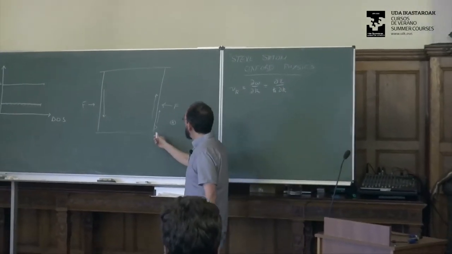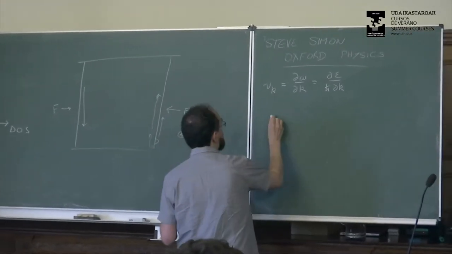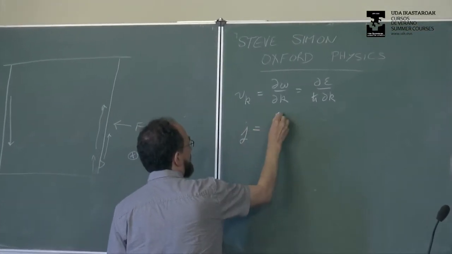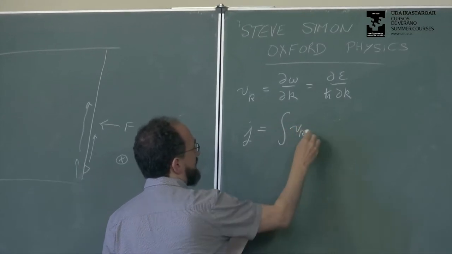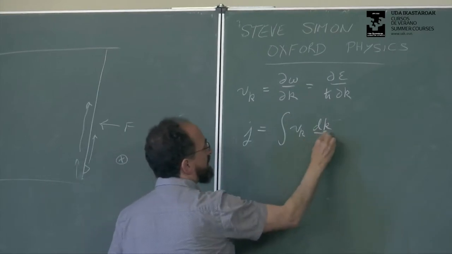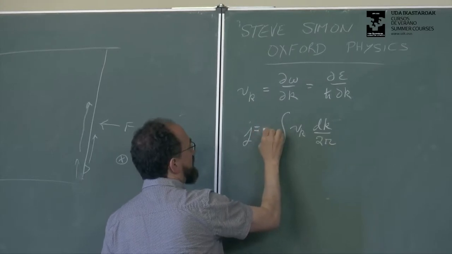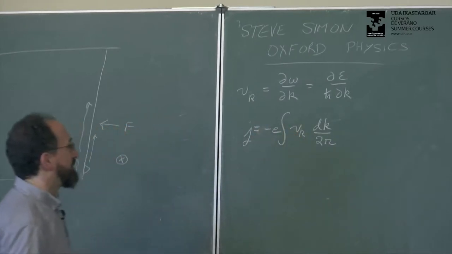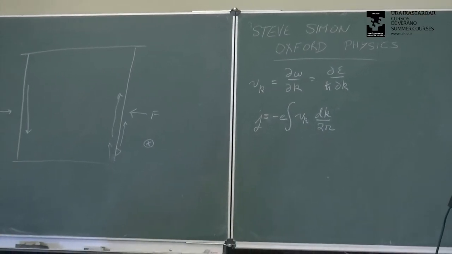If we want to add up all of the current that's flowing in this direction near the edge, we just write the current equals the integral of v_k dk, and I guess dk always comes with a divided by 2 pi. Then if we want the charge current instead of the particle current, we add a minus e out front. This gives us the total current flowing along the edge.